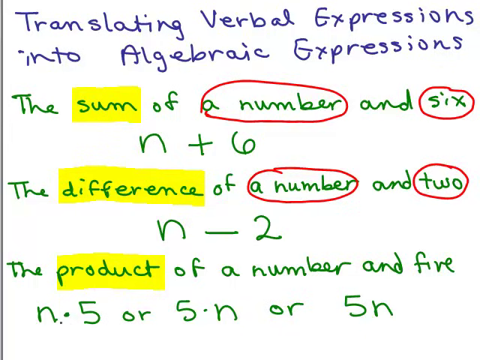Now, you could also put parentheses around the n, or parentheses around the 5, or parentheses around both of them. There's more than these three ways to show a product, but 5n is probably the simplest way of writing this answer. So that would be the product of a number and 5.